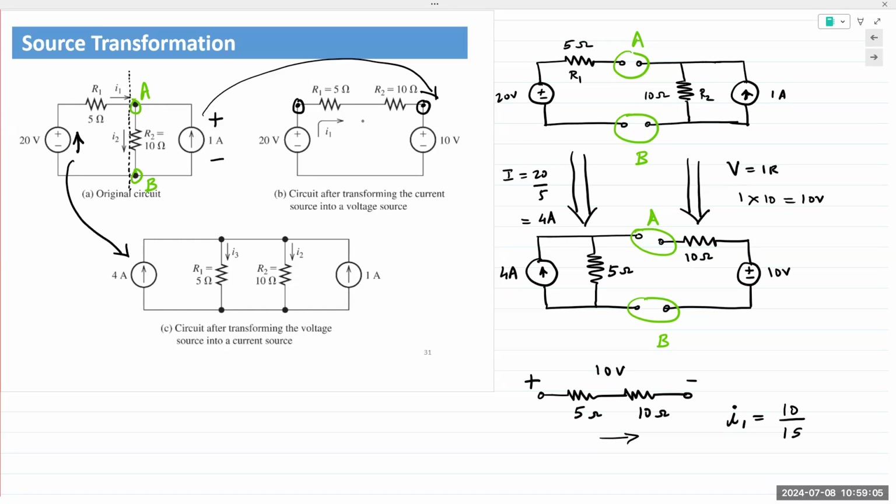Does that make sense? So rather than do a complicated analysis like node voltage or mesh current, you can do a source transformation and obtain the answer in like one step. Now let's take a pause. Let me know if you have any questions.